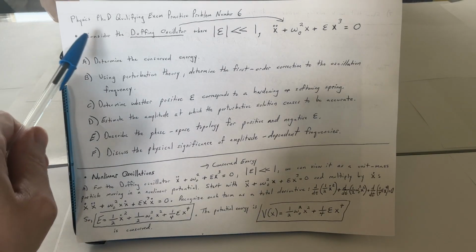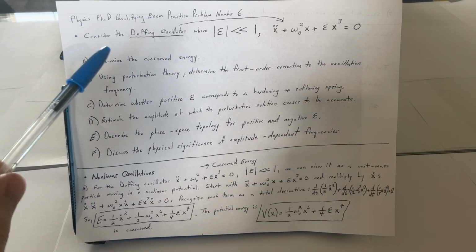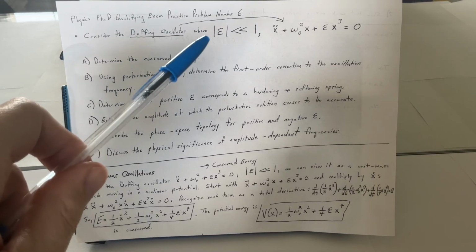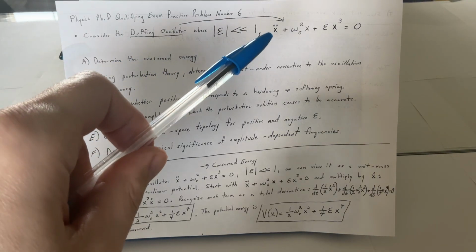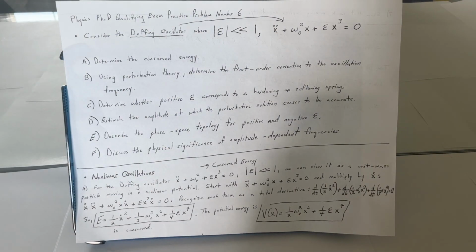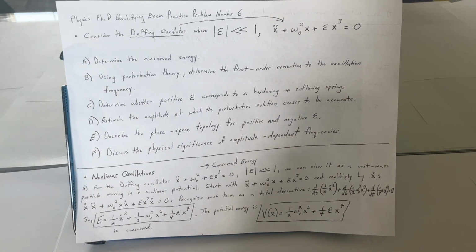Okay, so we have a physics PhD qualifying exam, practice problem number 6 in classical mechanics. We're going to consider the Duffing oscillator, where the absolute value of epsilon is much less than 1: x double dot plus omega naught squared x plus epsilon x cubed equals 0. For part A, determine the conserved energy.